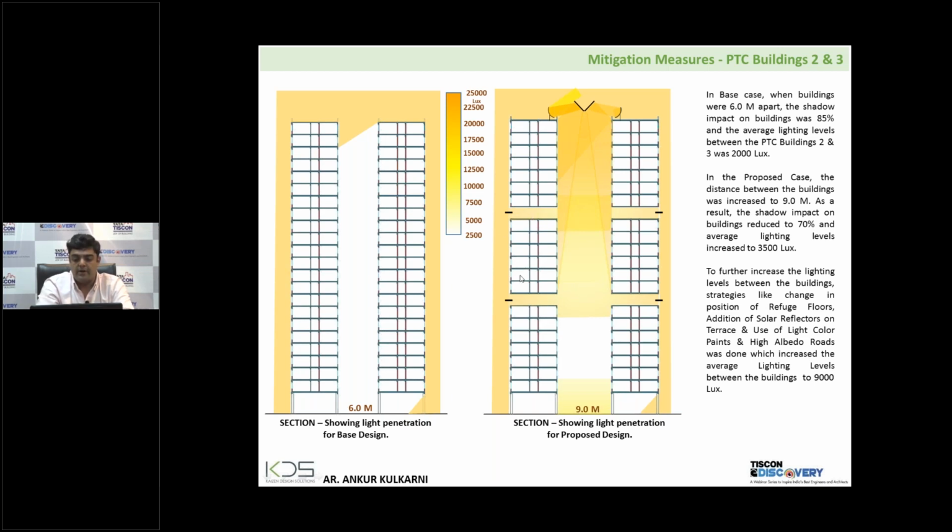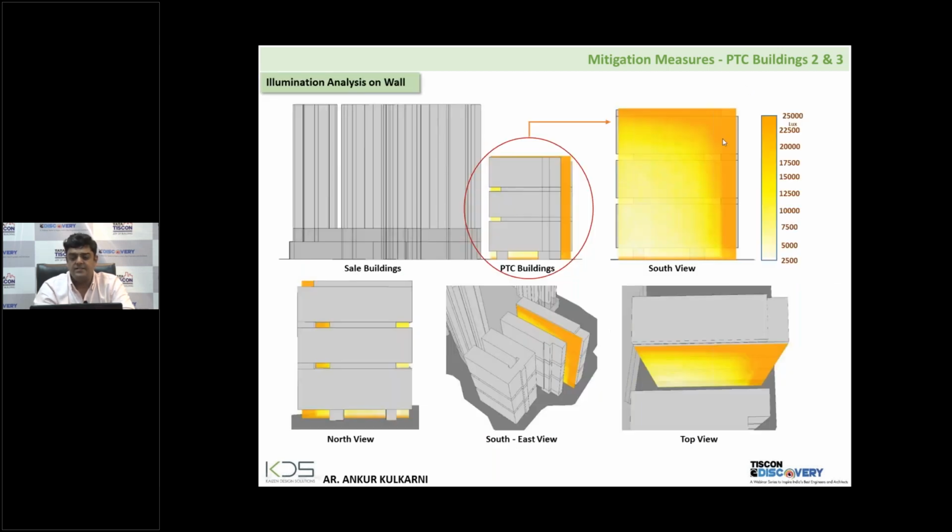Then yes, we opened it up at two levels, at refuge levels, but through and through. We introduced light shelves. These two surfaces, your ceiling and flooring in those refuge floors, were completely treated with high reflective materials. And at the end, we introduced solar reflectors, a combination of convex and concave mirrors on the top, so that it can direct sun rays and penetrate into the well. Yes, and these are a few images of the studies.